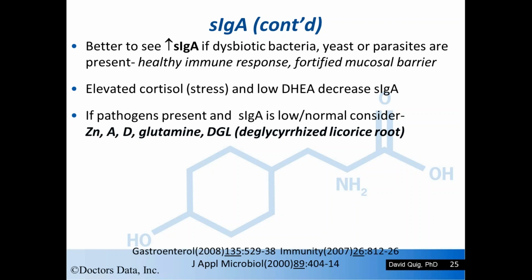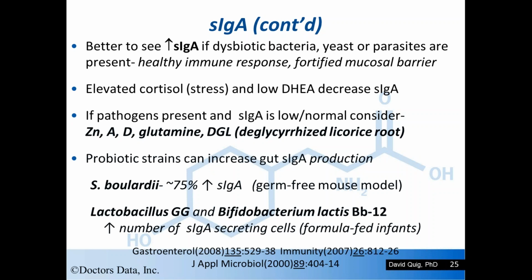Now, if pathogens are present and secretory IgA is low or even normal, consider supporting that secretory IgA with zinc, vitamin A, vitamin D, glutamine, and DGL, deglycyrrhizinated licorice root. Now, there are several probiotic strains that have been shown in the literature to increase the production of secretory IgA. One of the most commonly used is Saccharomyces boulardii, which has been shown in a germ-free mouse model to increase secretory IgA in stool by about 75%.